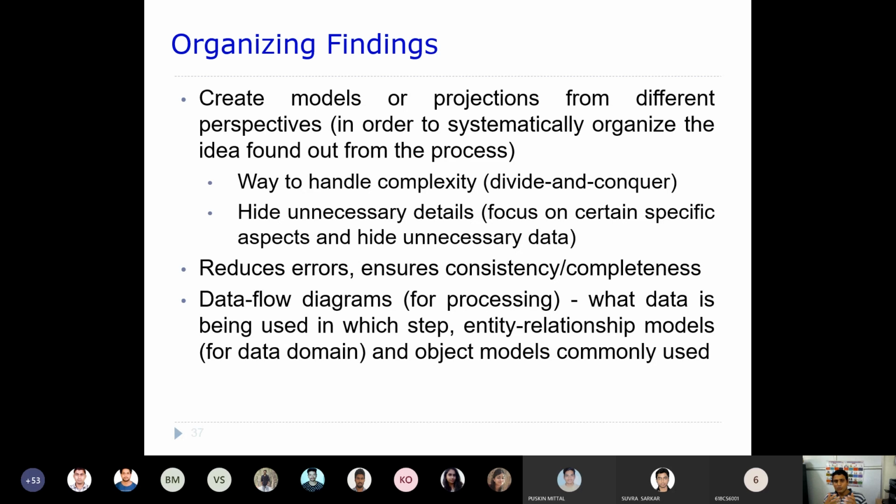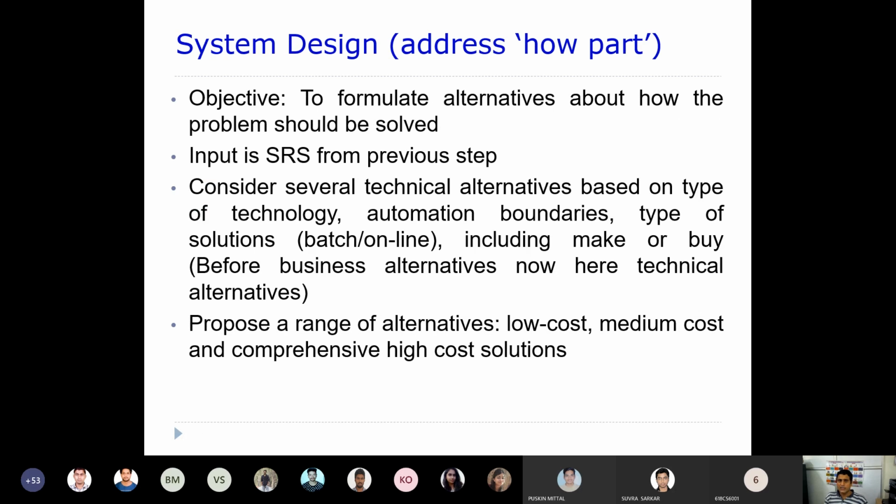Maybe we go through some sort of data flow diagrams, or entity relationship models, the ER model, or some sort of object models, which are commonly used in object-oriented software. We'll talk about these data flow diagrams and all in the next slide. The next phase here is system design, but we will not talk about system design today. We'll talk about it in the next lecture.